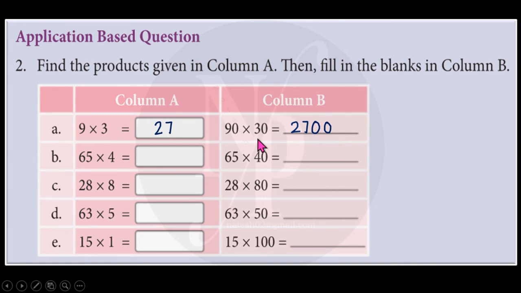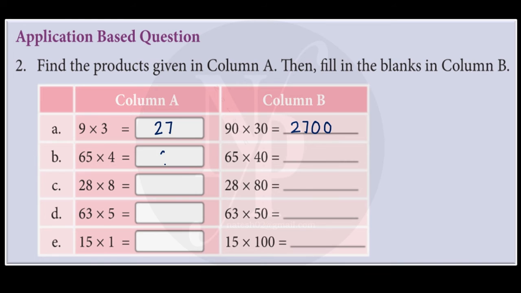So now let's solve the other questions similarly. Coming to B, here we have 65 into 4. Let's multiply this. Let's find the product of 65 and 4. So I start multiplying 4 with the digit at the ones place. So 4 5s are 20.